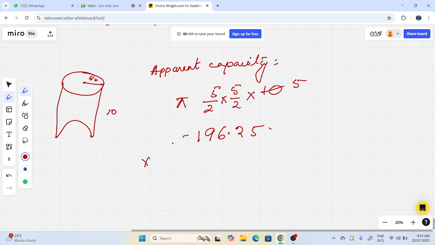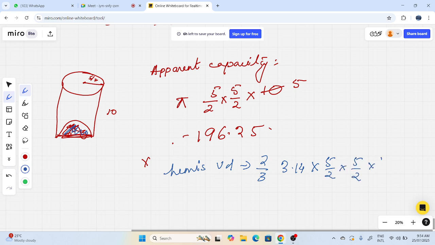So 196.25. And what is the volume of the hemispherical portion? Because what's happening is that much will be reduced. See, this much portion is reduced in the juice. When you're getting the juice, you subtract the hemisphere's volume. So what is the hemisphere's volume? 32.71. The formula is 2 by 3 pi r cube. R cube is 5 by 2 into 5 by 2 into 5 by 2.